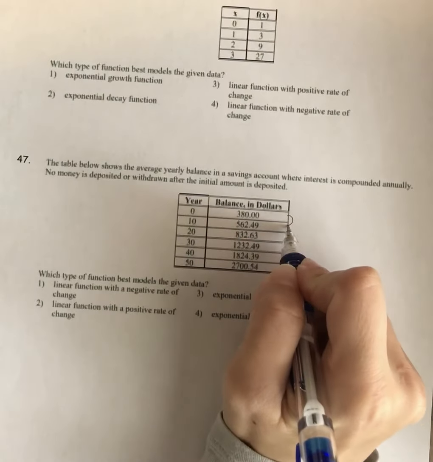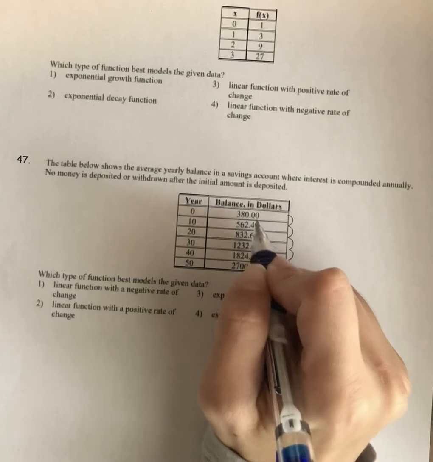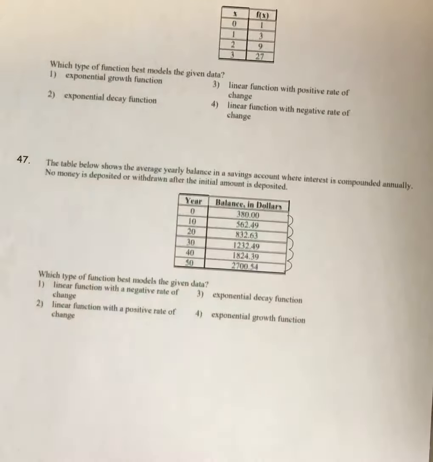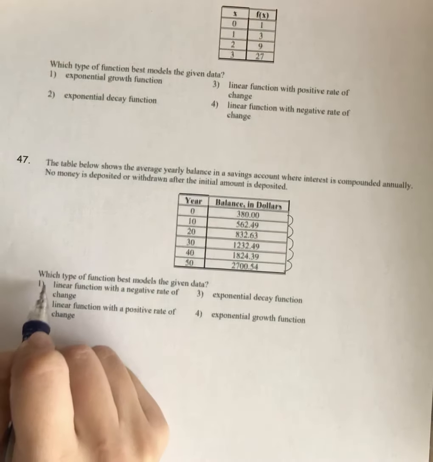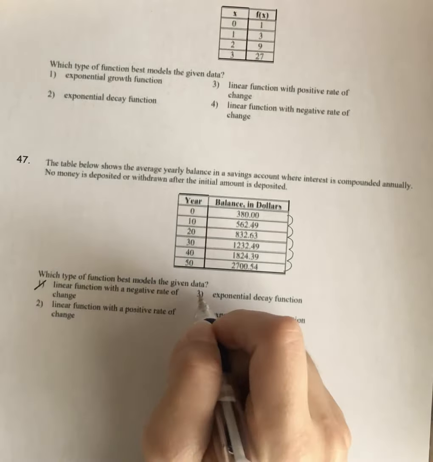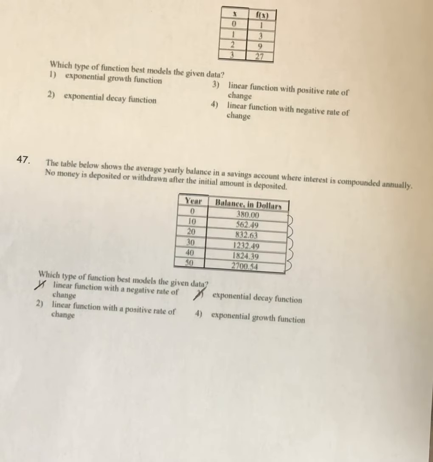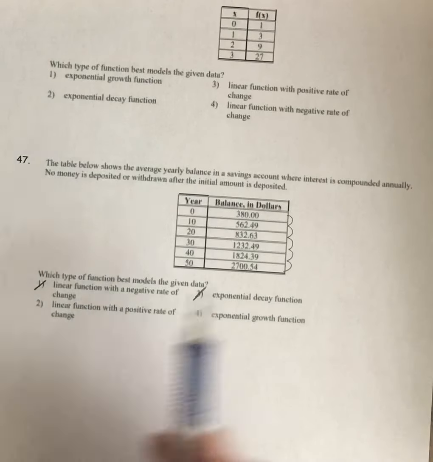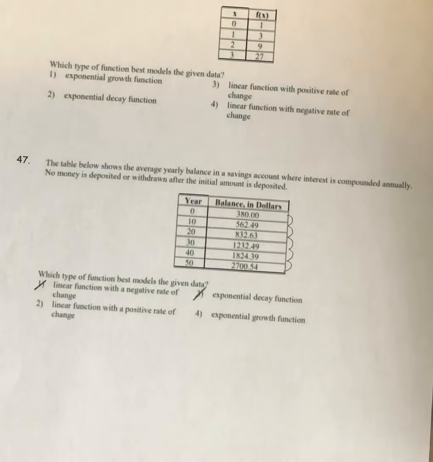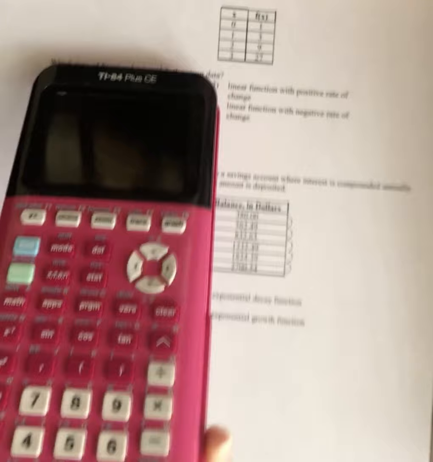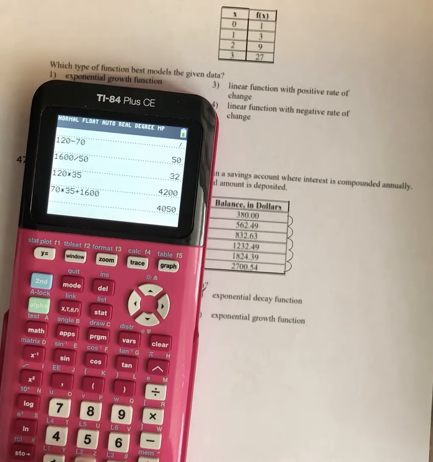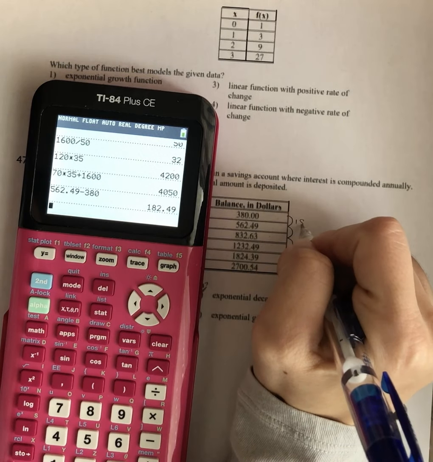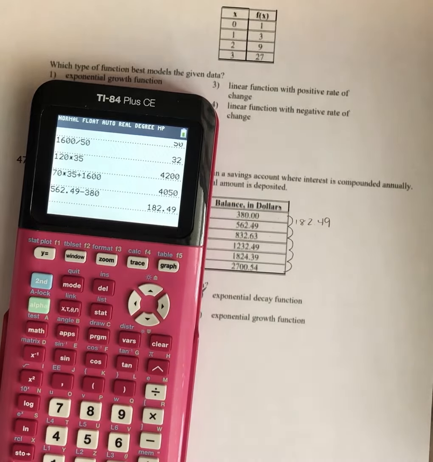Well, let's look at what's happening to our y values each time. Our y values are going up every time. So it's definitely not a negative rate of change or a decay because our values are going up. If you look back at the first page, in order to be linear, these have to be the same. So let's look at the difference. Get out my calculator. 562.49 minus 380. So this one changed by 182.49.